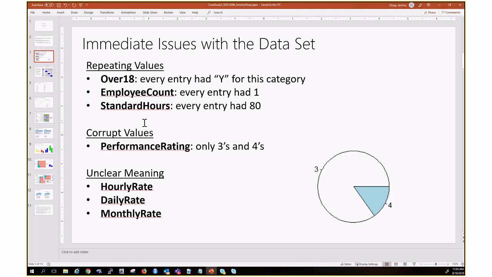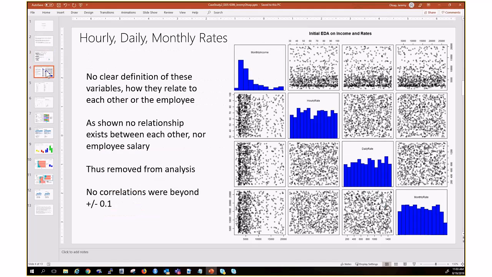And lastly, there were 3 parameters which had unclear meaning: hourly rate, daily rate, and monthly rate. And given the name, we thought there might be a relationship to monthly income. So we did do a little bit of an analysis here. As you can see, monthly income is right skewed, which is typical, whereas the others are all uniformly distributed. And there was no correlation for them to each other or to monthly income itself.